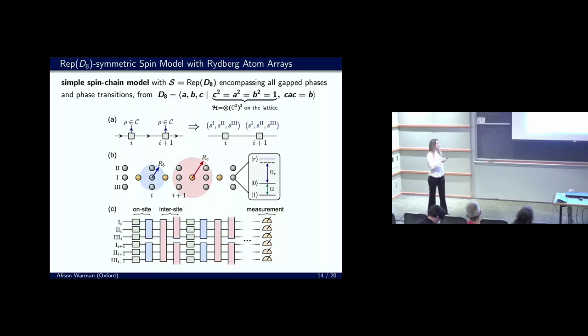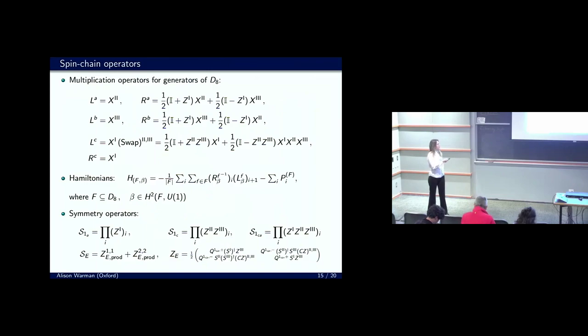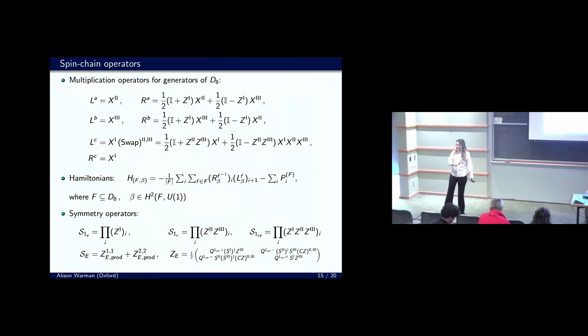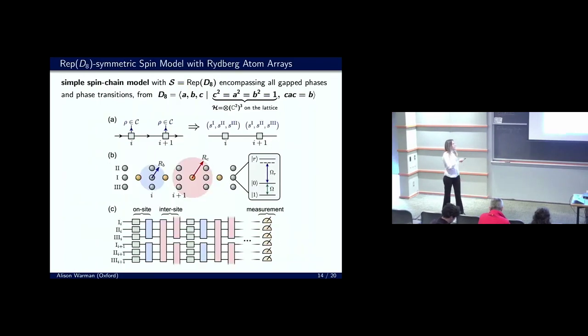So yes, I think this form of the Hamiltonian can be written for any Rep(G) symmetry, with the projector onto this subgroup F and then the interaction, these disordering terms within F. But this is general, this is for any Rep(G) symmetry. The fact that here we have 3 qubits is specific instead to Rep(D8), but I think this setup can be generalized.